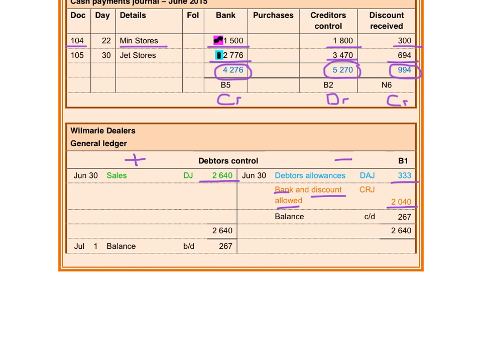Then we balance the account. Debtors is an asset, so the debit side will always be bigger. So I add up the debit side, subtract the amounts on the credit side to determine the difference between the debit and credit side, and that is my balance carried down that is written above the total. This balance will be brought down on the opposite side on the first day of the next month.